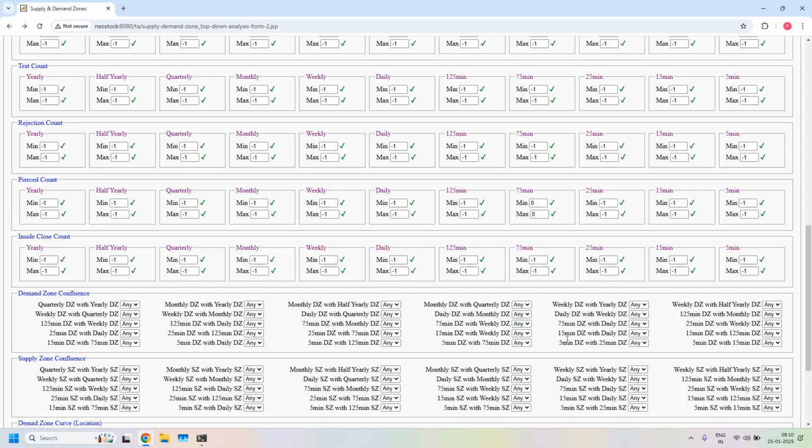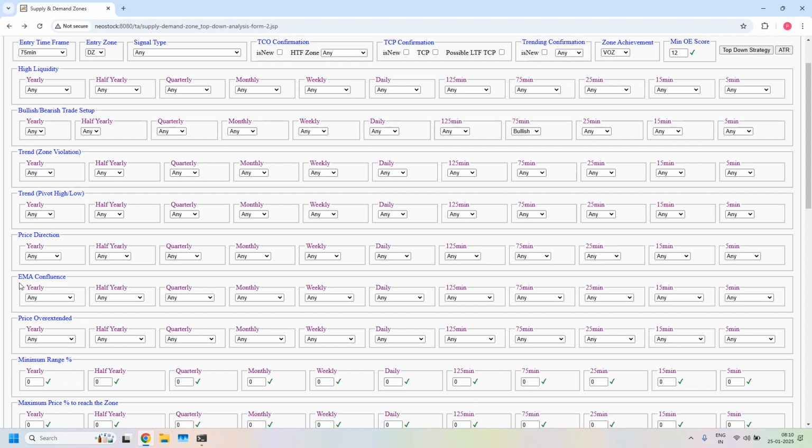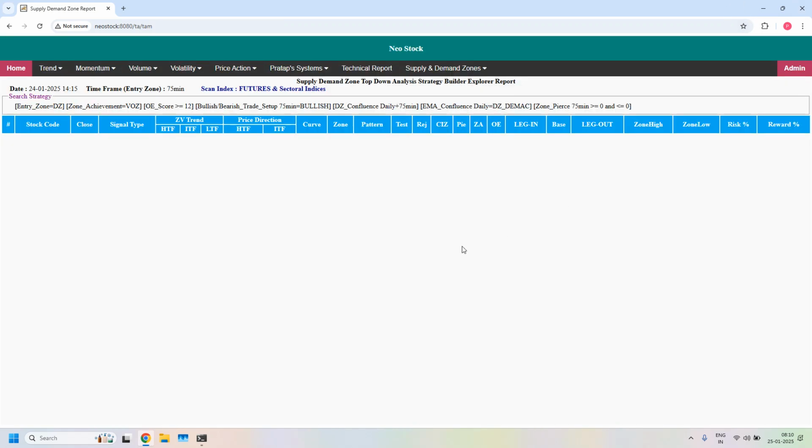So in the demand zone confluence, 75 minutes demand zone with daily demand zone confluence filter is enabled. With this filter, we got this stock, and trend is uptrend. Let's check whether it is having EMA confluence. In the EMA confluence at a daily time frame, because 75 minute zone is part of daily, I am setting the filter daily demand zone having daily EMA confluence. With this filter, we did not get any stocks.